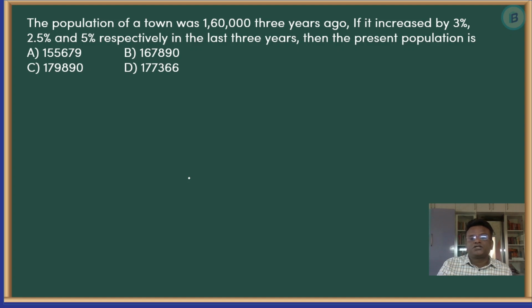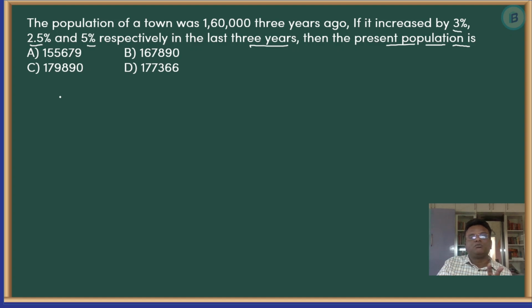I have taken this question for introducing you to the concept of successive percentage. Now let me first read the question. The population of a town was 1,60,000 3 years ago. If it increased by 3%, 2.5% and 5% respectively in the last 3 years, then the present population is. Right? Now, there are two ways to solve this problem. One with basic calculation, another is by using the formula.